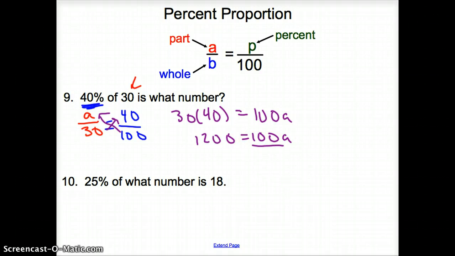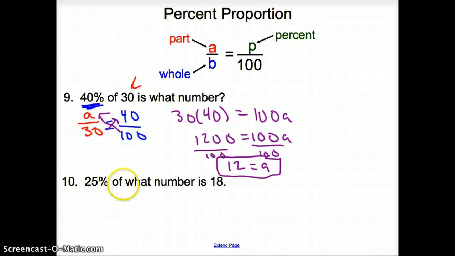How do we solve for A? We have to divide by 100. And so now A is 12. And so now we know that our part is 12. And when I ask you to show your work, this is exactly how I want you to show your work for these percent proportions. Number 10.